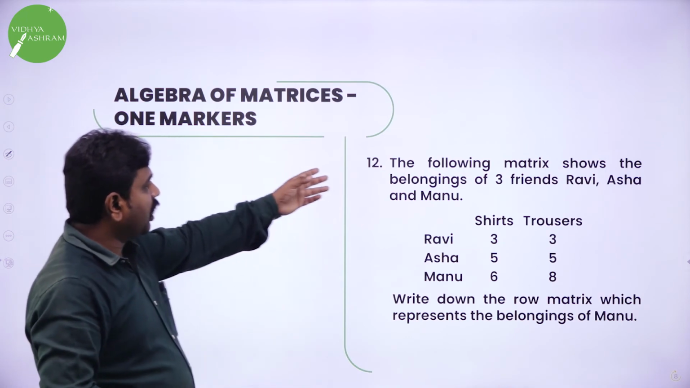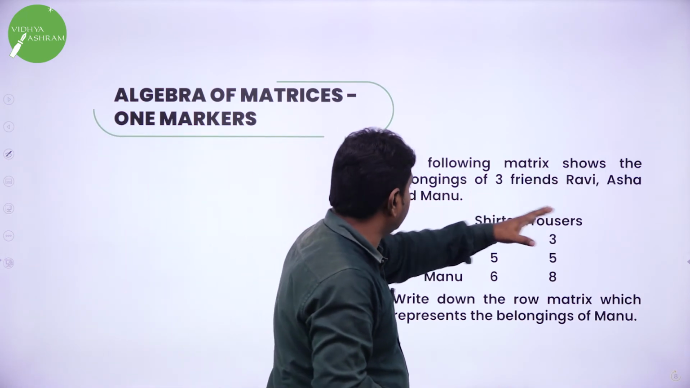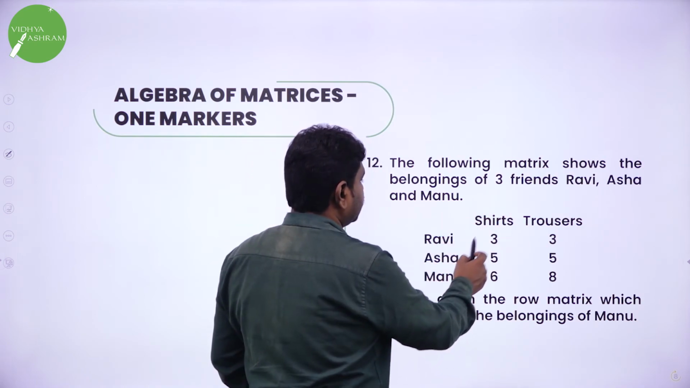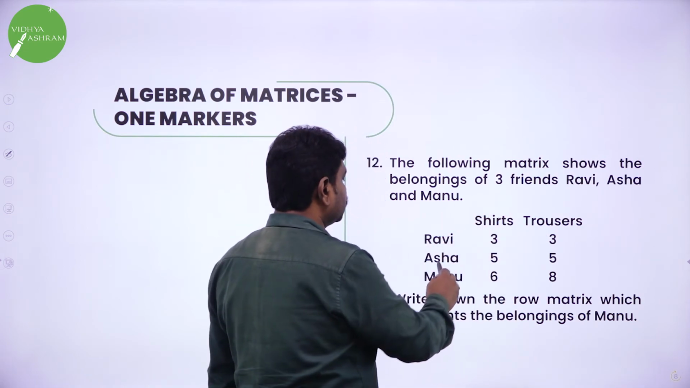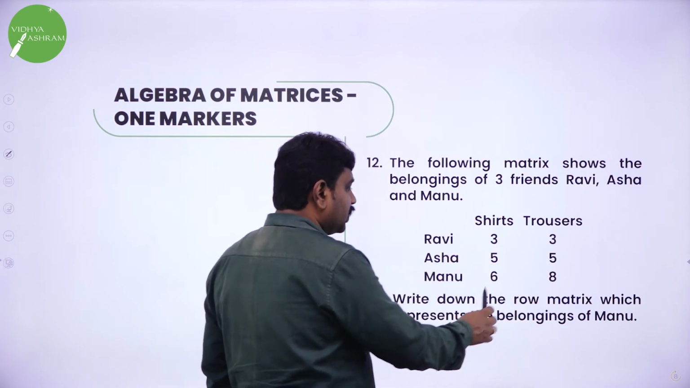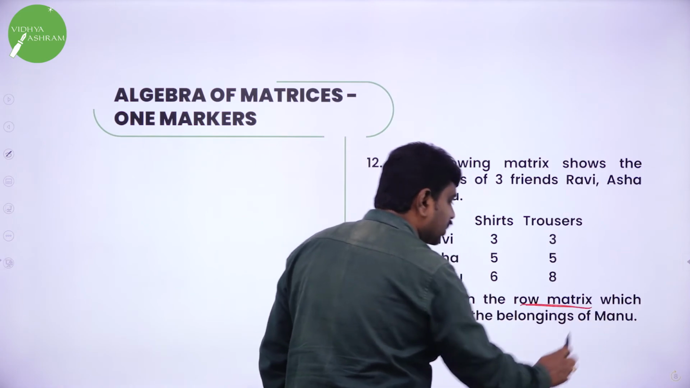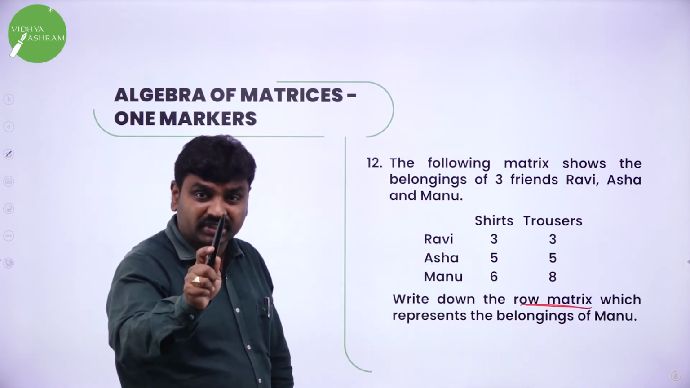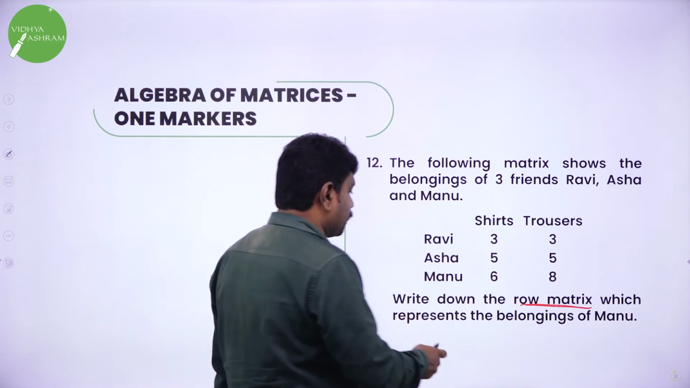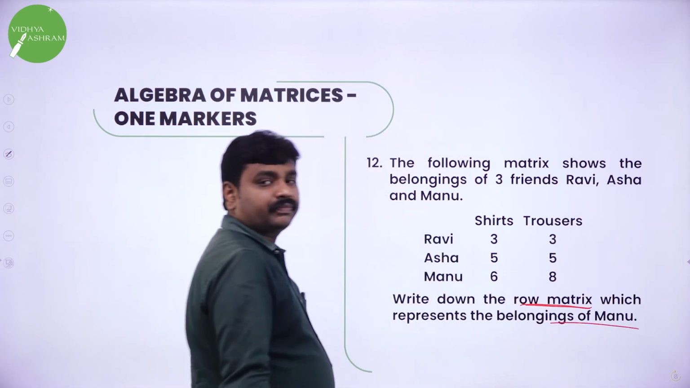They have given the following matrix showing three friends, Ravi, Asha and Manu, and their t-shirts and trousers. Ravi 3 t-shirts and 3 trousers. Asha 5 t-shirts and trousers. Manu like this. Write down the row matrix. They want you to write a row matrix. What is meant by row matrix? A matrix which contains a single row, or a matrix with only one row, representing Manu's belongings.